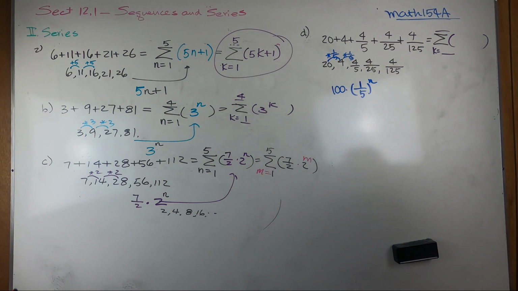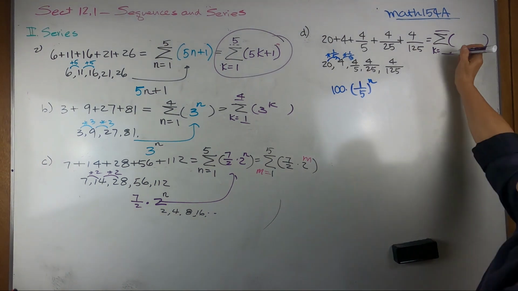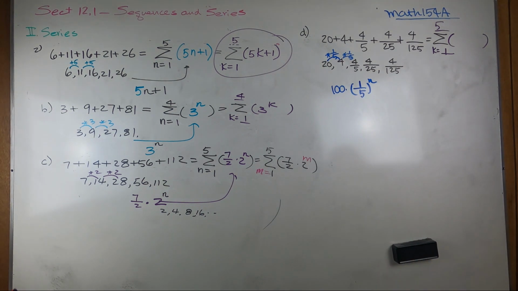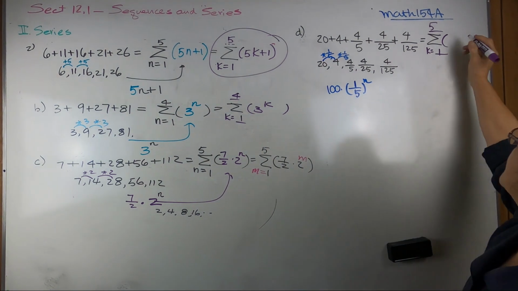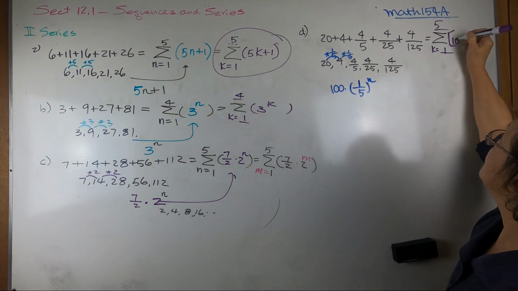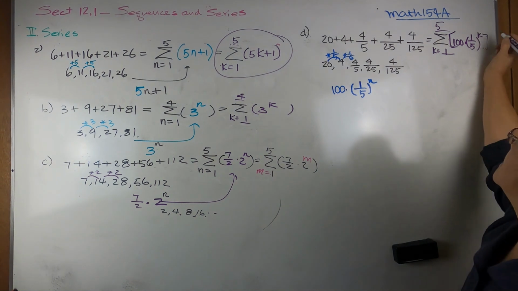Then let's see, how can we write an answer for it? We want to use k. K is how many terms? 1 to 5. Then what do you write inside? You will write it this way. Okay? You will write 100 times what? 1/5 to the k power.